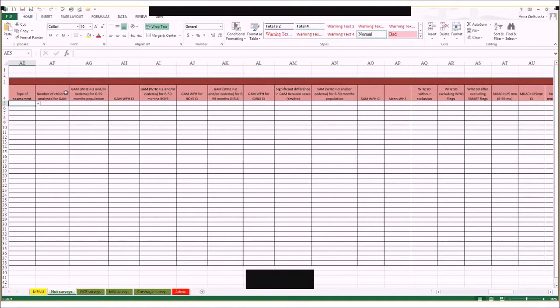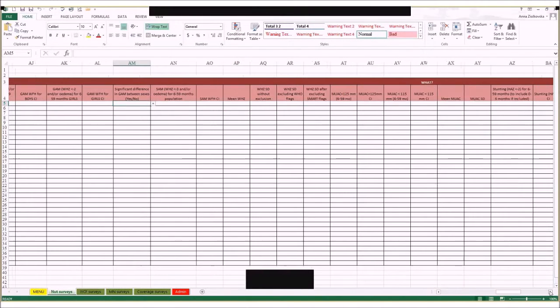Number of children analyzed for GAM, and then GAM with confidence interval, and then separately GAM with confidence intervals for boys, and the same for the girls. If there is a significant difference in GAM between sexes, which is an important part of nutrition analysis, you might think that it's not so important, but we would like to ensure that this information is always collected, that you have it in your database to facilitate the gender analysis of nutritional status of your beneficiaries.